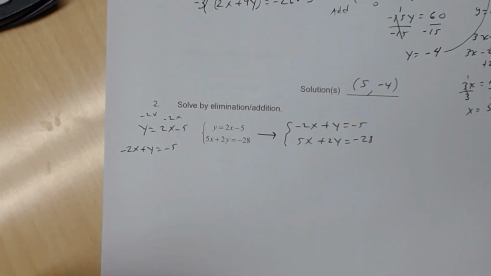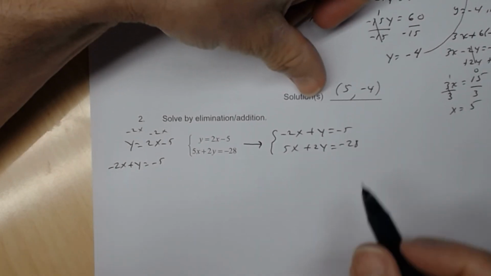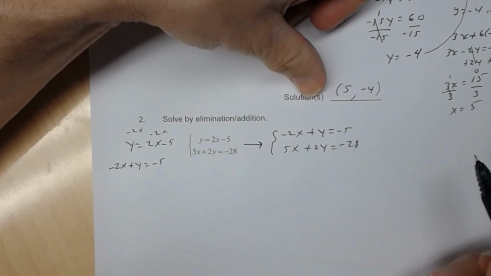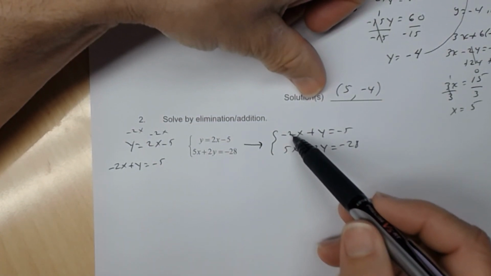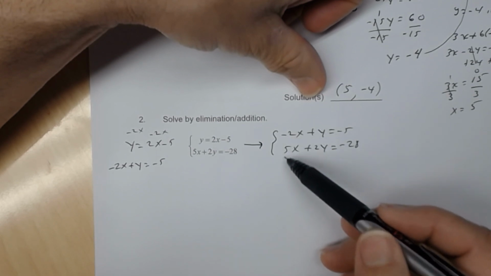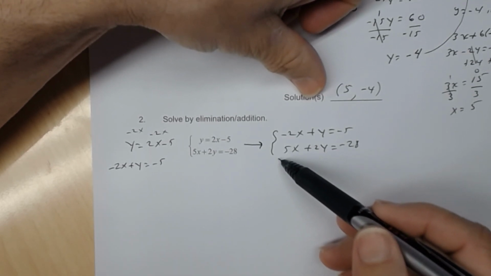Okay. Now you have to determine which one you want to eliminate. The variable x or the variable y does not matter. I'm not going to do it both ways here because of time constraints. So let's say you want to eliminate the variable x. So you're going to find the least common multiple of negative 2 and 5. So the least common multiple of negative 2 and 5 is 10.